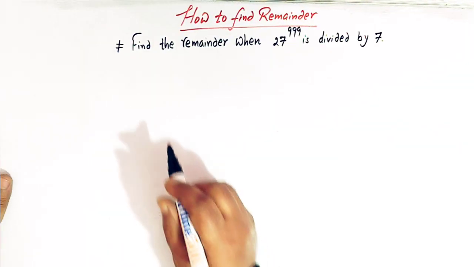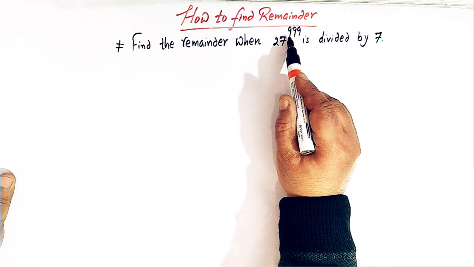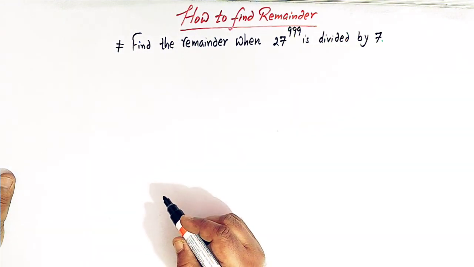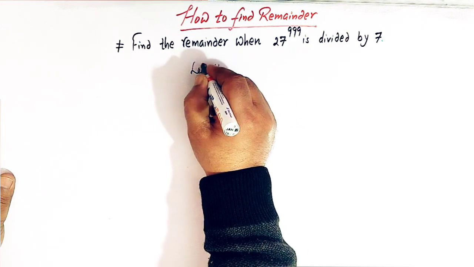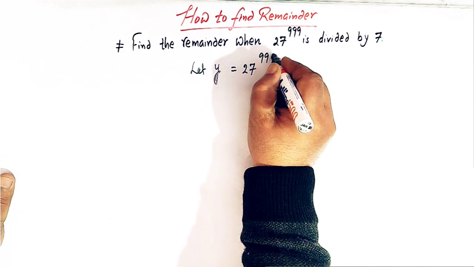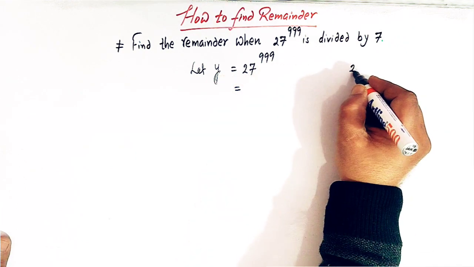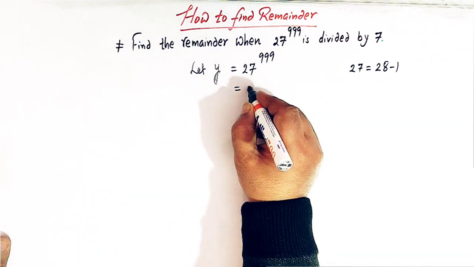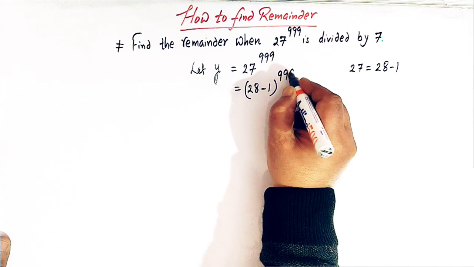Now let us consider one more problem. So here we have to find the remainder when 27 raised to 999 is divided by 7. So we'll follow the steps. So we can take y is equal to 27 raised to 999, right? Okay, now 27 can be written as 28 minus 1. So we can write here 28 minus 1 raised to 999.